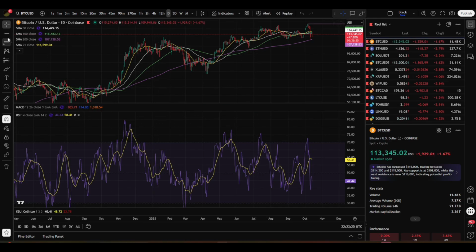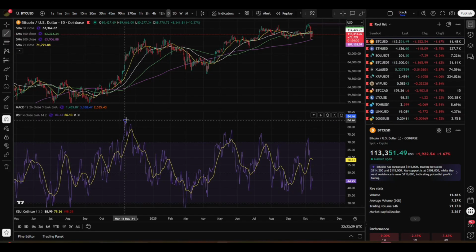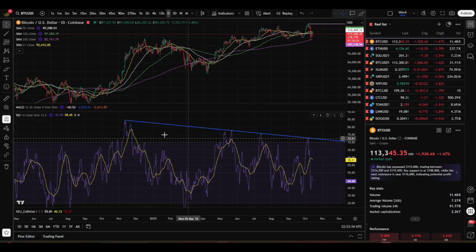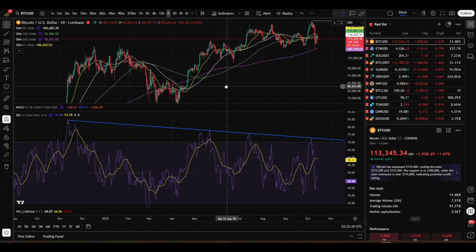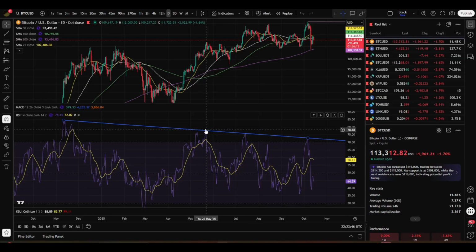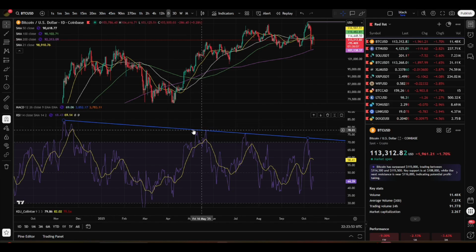But then if we take this line, and I like to use the ray for this, watch what happens. So we're going to click here and we're going to click here. Now, if we compare this with our current trend, we can see clearly that it peaked out here and then it started a downward trend. But the price action rose during these peaks. So from peak to peak, we can see that peak number 2 is lower than peak number 1, right?